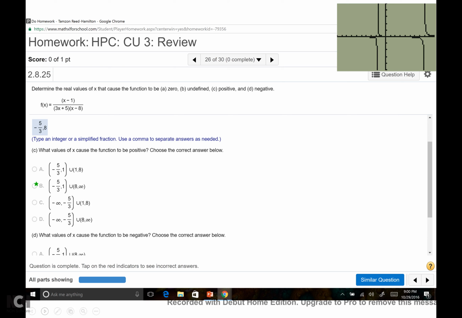Alright, determine the real values of x that cause the function to be 0, undefined, positive, and negative. To get your zeros, you set the numerator equal to 0, which is when x equals 1. So on my number line, on 1, that's going to be a 0. I'm going to mark it with a Z.